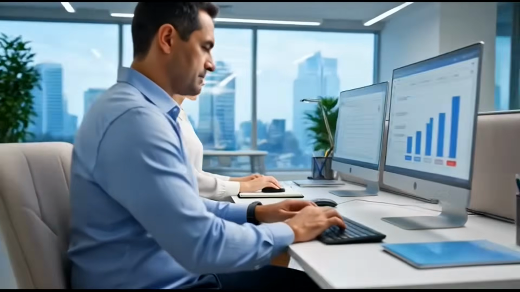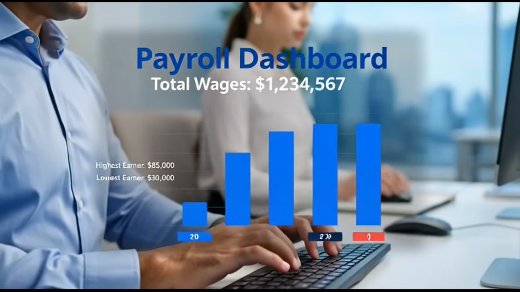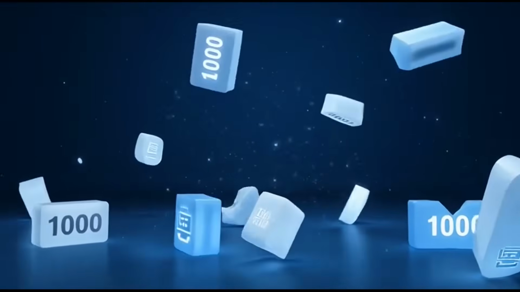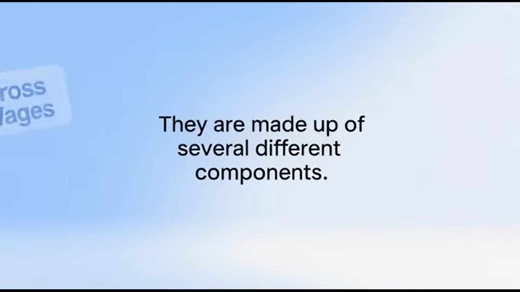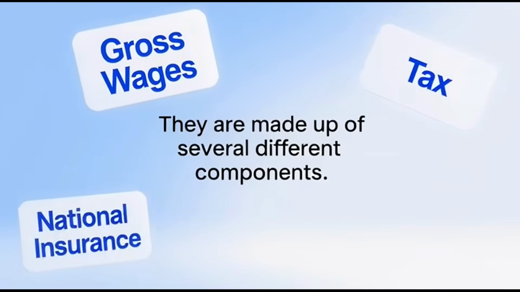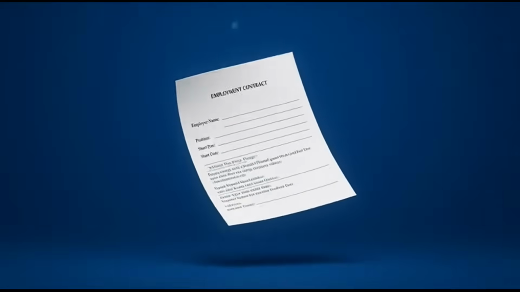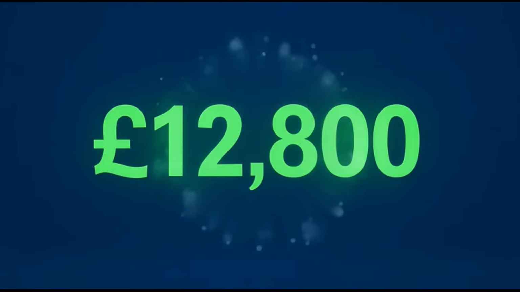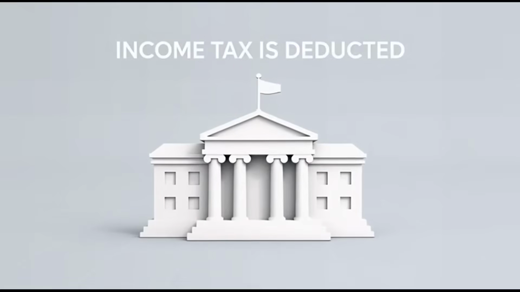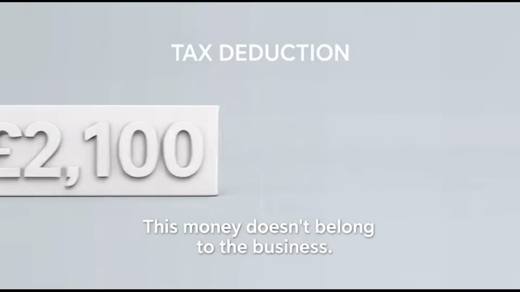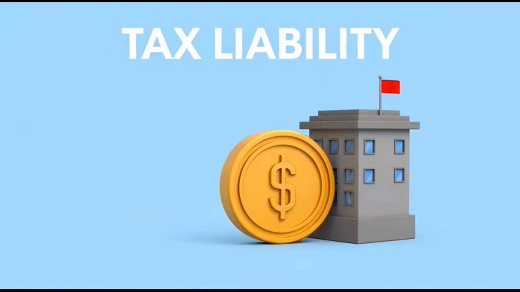For most businesses, wages are one of the biggest expenses. But wages are not just a single payment. They are made up of several different components. It all begins with gross wages. Gross wages are the total earnings before deductions. Then income tax is deducted. This money doesn't belong to the business. It must be passed to the tax authority.